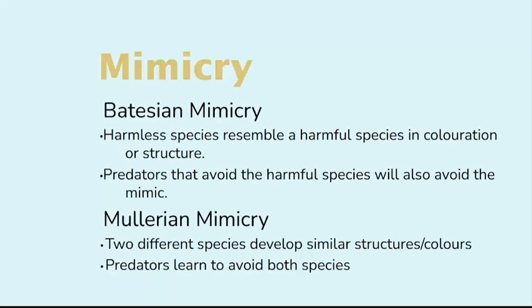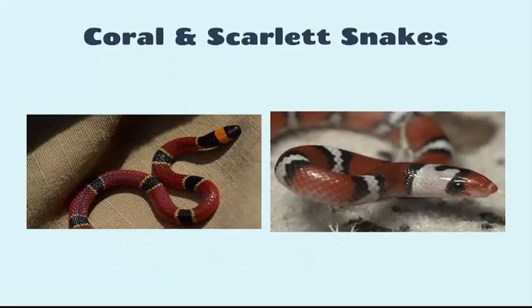Müllerian mimicry is just two different species. They develop similar structure and colors. So either both of them should be pretty deadly, so that predators will essentially try their best to avoid both species. We have an example here: coral snakes and a scarlet snake. So actually one of them is poisonous, but you see these.